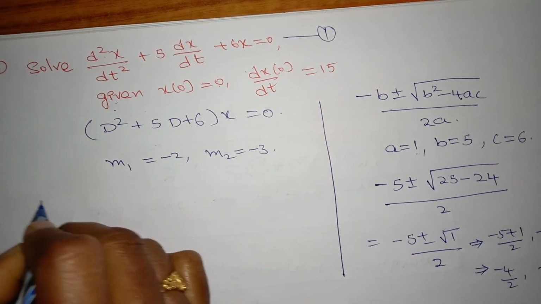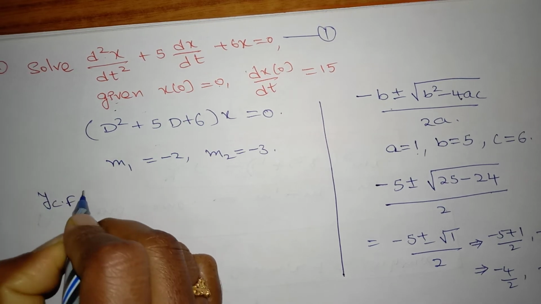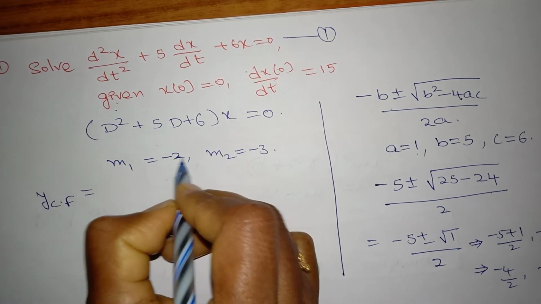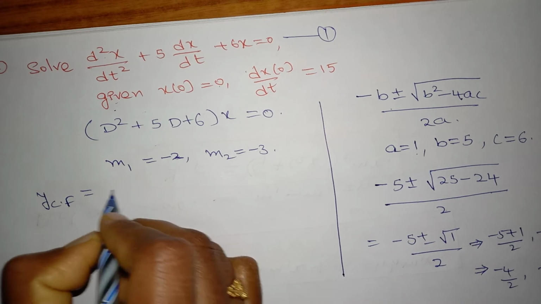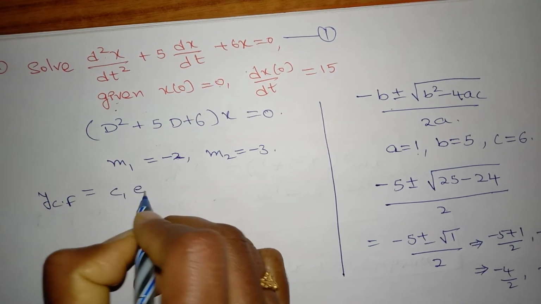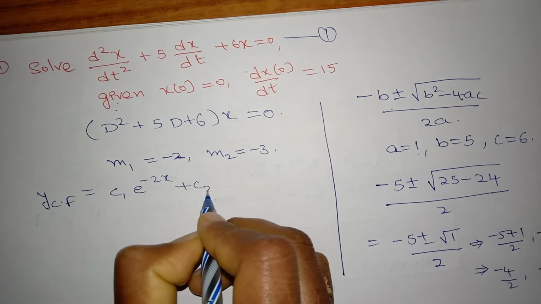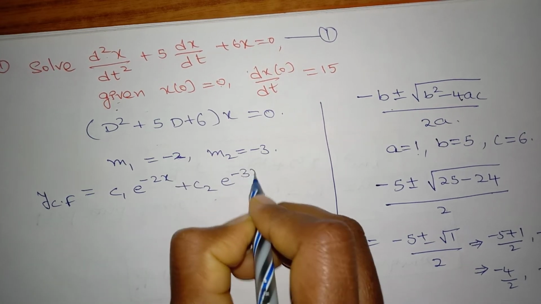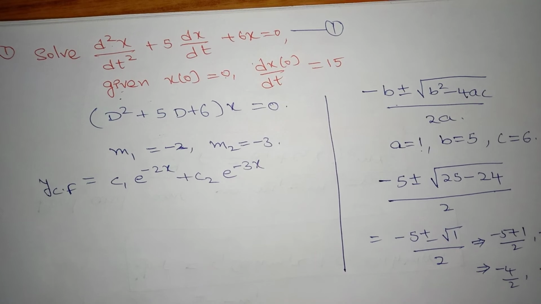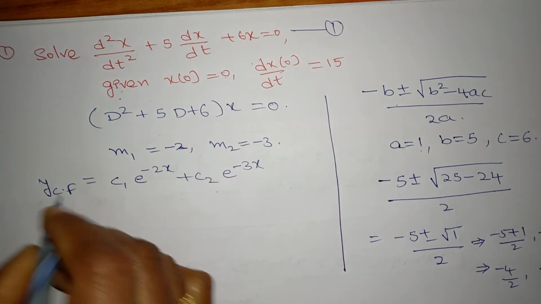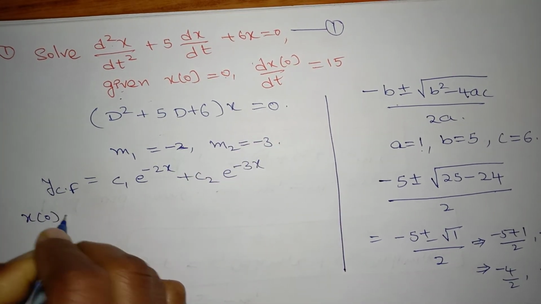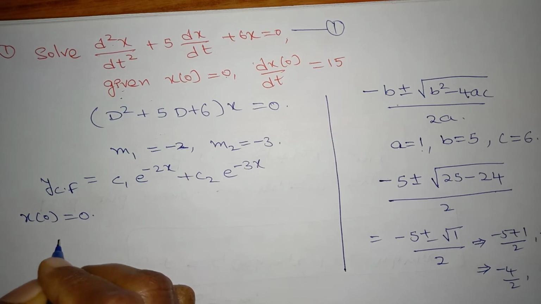Now the complementary function can be written as, since the roots are real and distinct, c1 e power minus 2x plus c2 e power minus 3x. Now taking the boundary conditions, x of 0 equals 0.